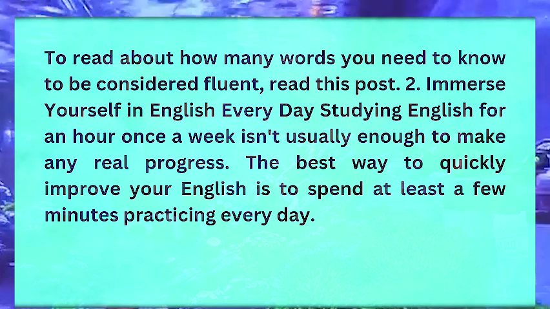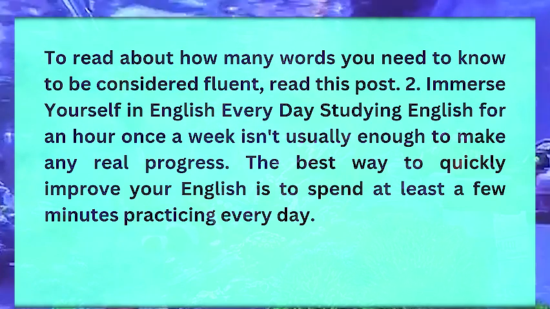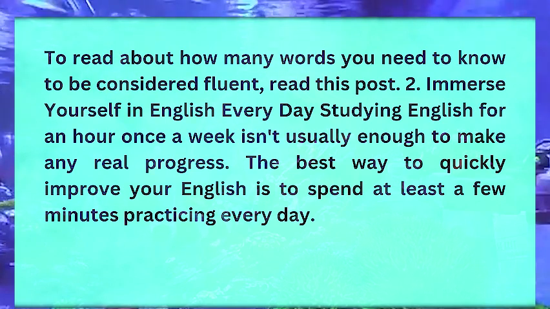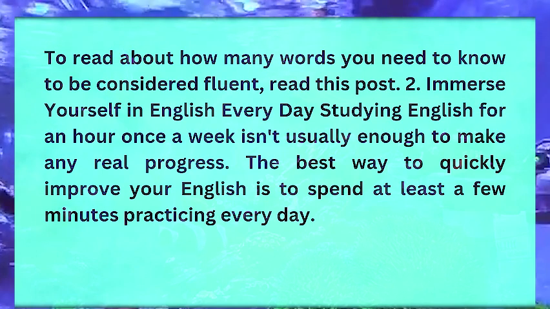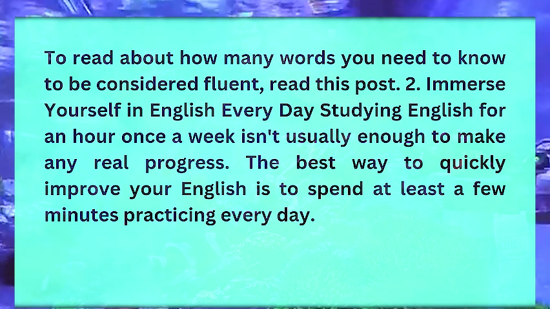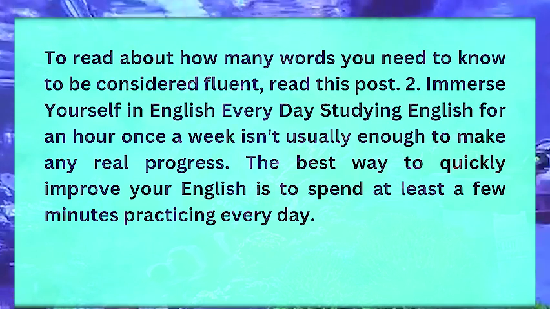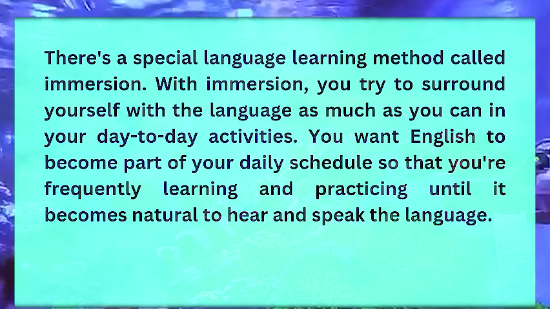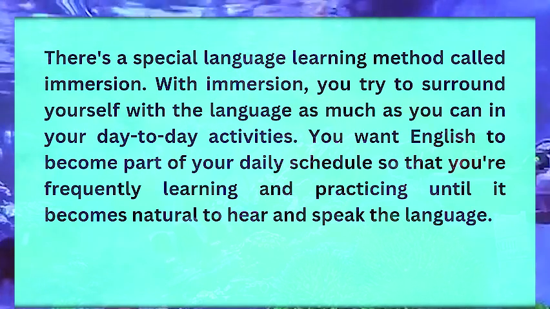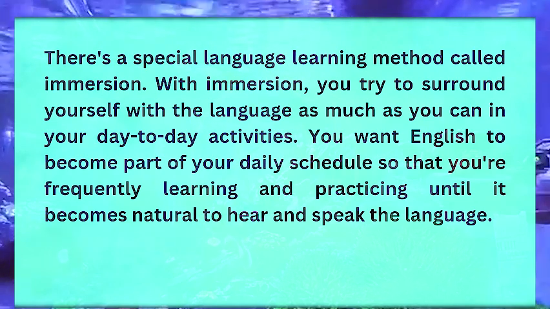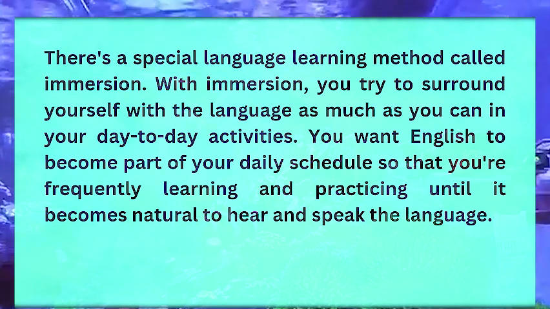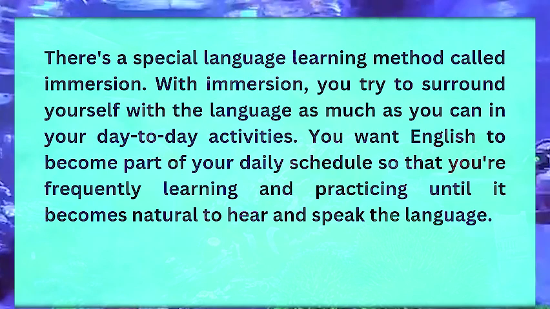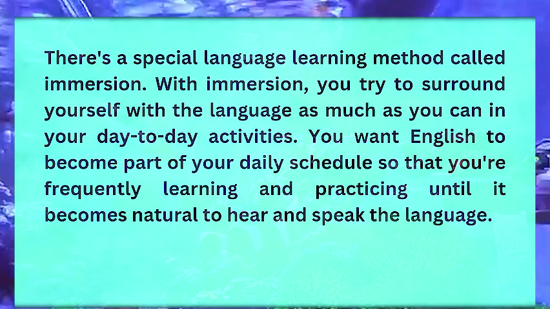2. Immerse yourself in English. Studying English for an hour once a week isn't usually enough to make any real progress. The best way to quickly improve your English is to spend at least a few minutes practicing every day. There's a special language learning method called immersion. With immersion, you try to surround yourself with the language as much as you can in your day-to-day activities. You want English to become part of your daily schedule so that you're frequently learning and practicing until it becomes natural to hear and speak the language.